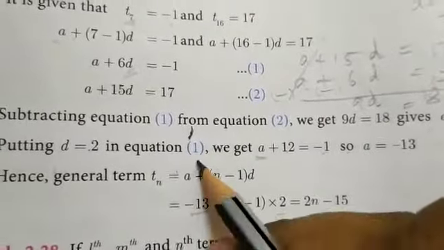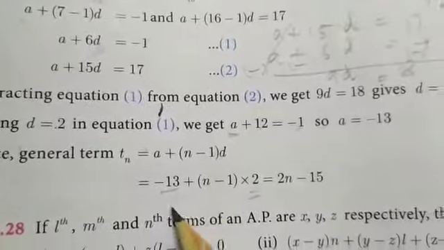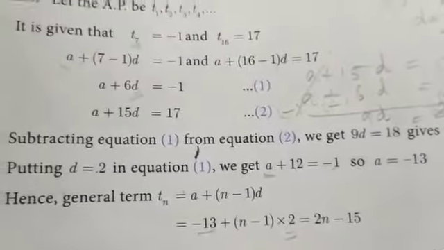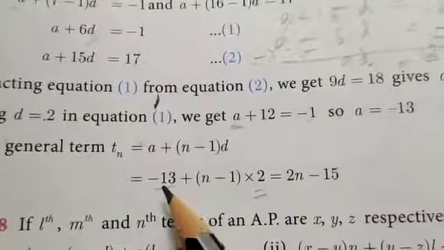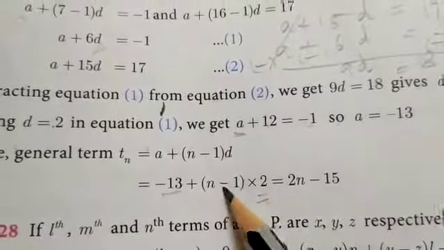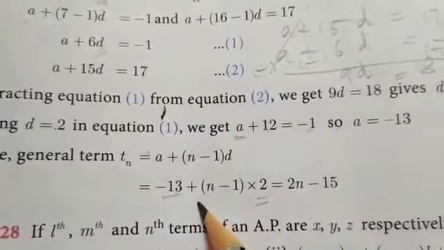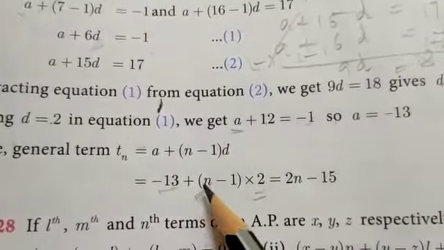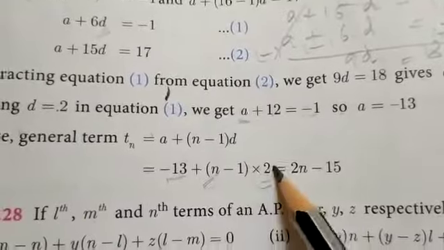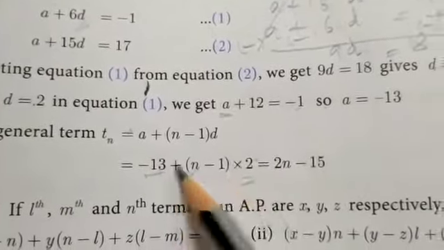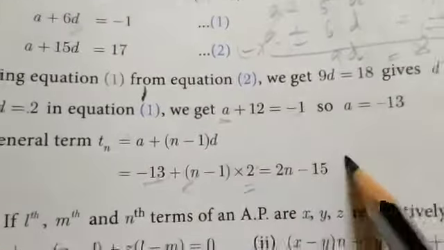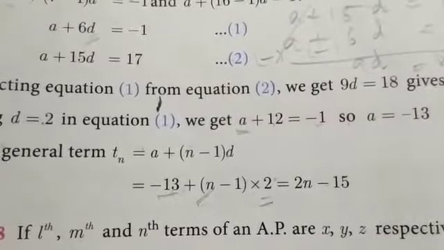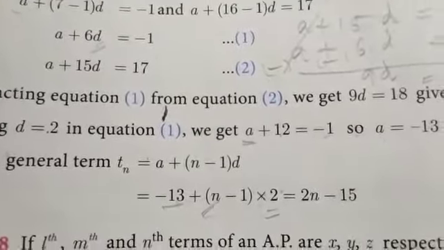So we'll put these in the general formula and find the answer. So minus 13 plus (n minus 1) into 2. We are finding the general term, so we are keeping n as it is. So that is equal to 2n minus 15. I will multiply 2 inside this. I will get 2n minus 2. So minus 13 minus 2 is minus 15, and 2n will be the same. So we have got the answer.